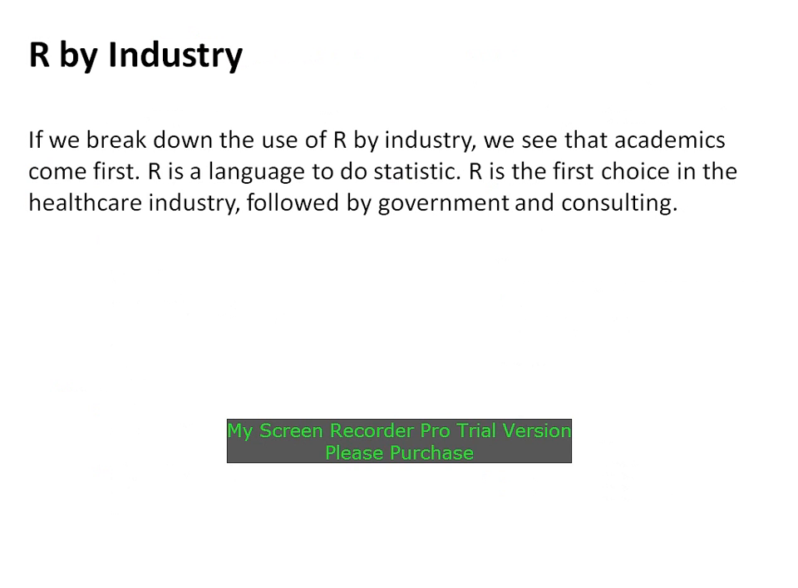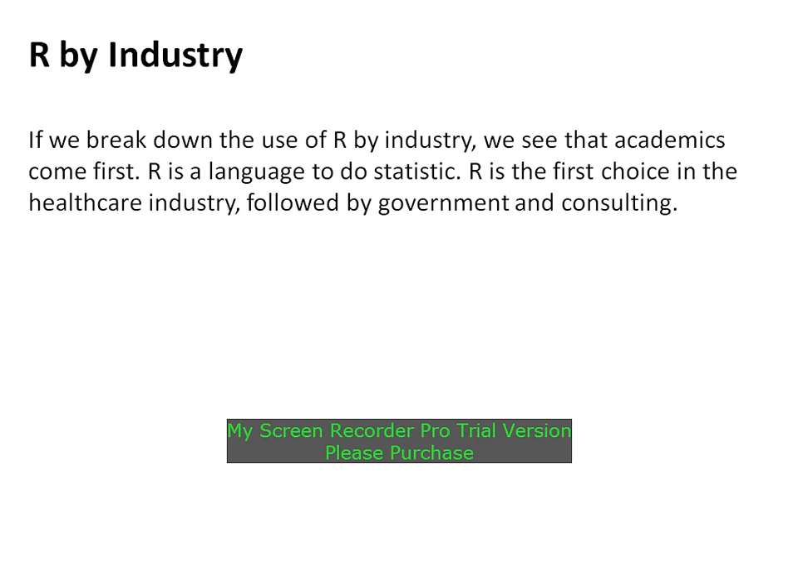Next, coming to the utilization of R in different environments. So that is R by industry. If we break down the use of R by industry, we see that academics comes first for usage of R, namely for statistical analysis and research. R is a language to do statistics. R is the first choice in the healthcare industry, followed by government and consulting organizations.